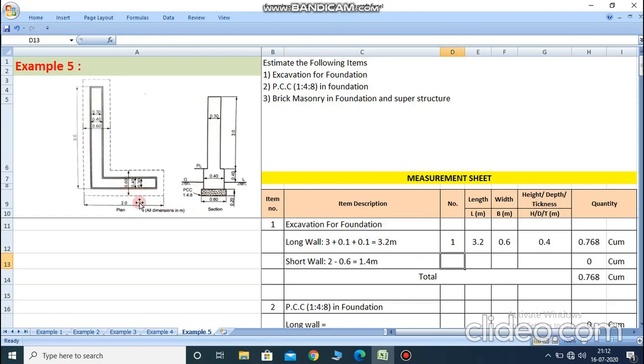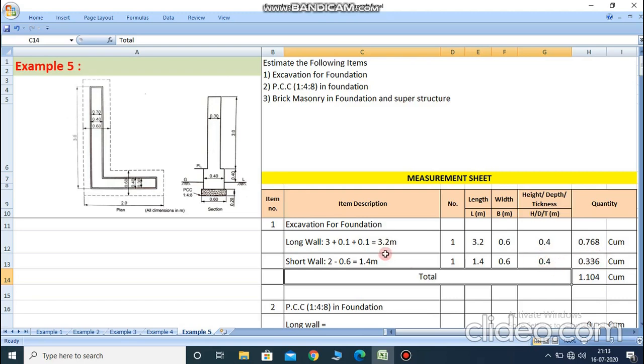So here in the figure, only a single wall is provided. So here we write 1. Then the length we calculated as 1.4 meter. Width is calculated 0.6 meter, and depth for the excavation is calculated 0.4, as per the figure we found out 0.4 meter.